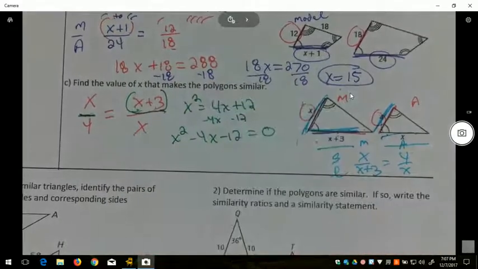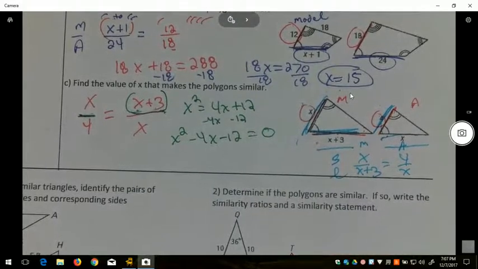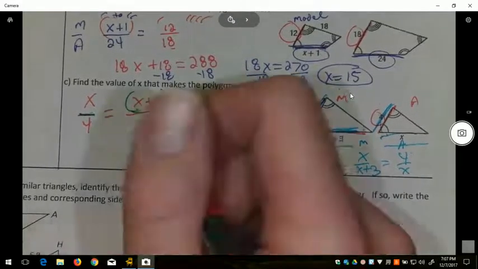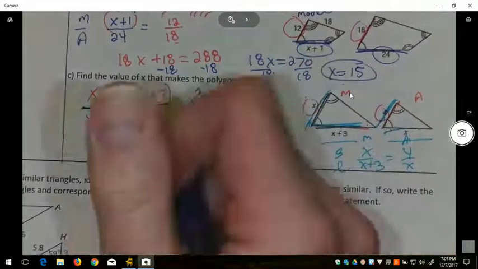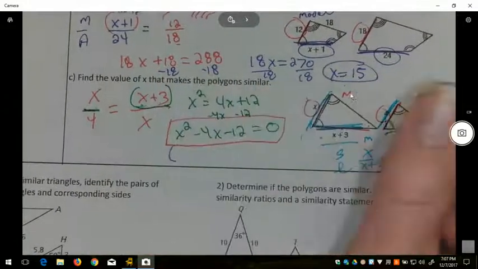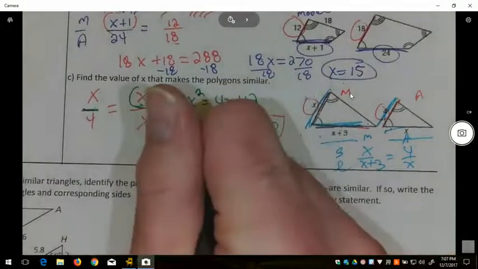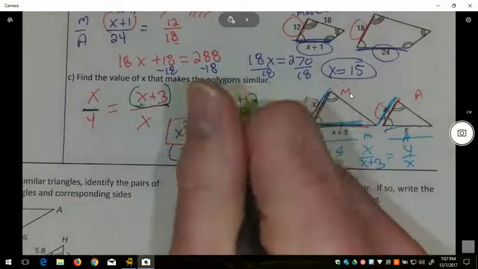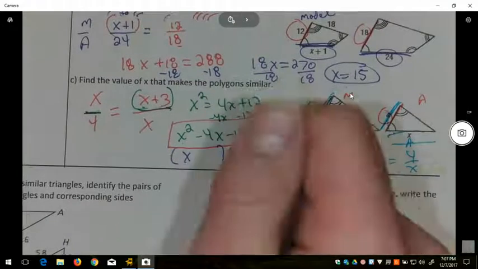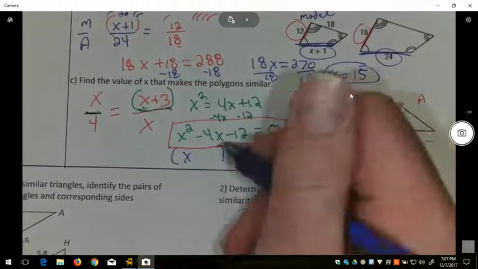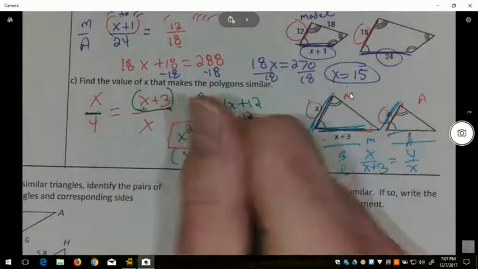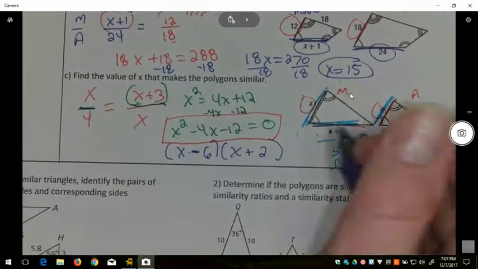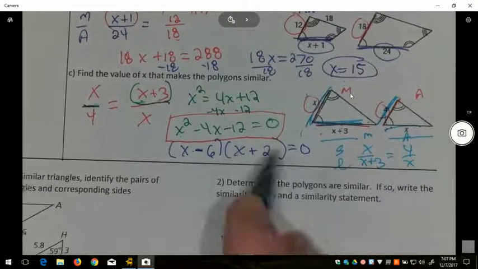I will factor this, but at this point, since we have not reviewed solving quadratics, either by factoring or quadratic formula, I would not expect you to get beyond here for now. So this is going to be x. If I factor this, factors of x squared are x and x. Of 12 are 4 and 3, which won't add to 4, or 6 and 2, which could subtract to 4 if the 6 is negative and the 2 is positive. We're going to set that equal to 0.